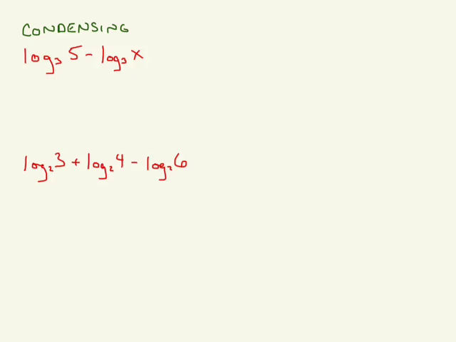Condensing will work much the same way, just in the opposite direction. If we have a subtraction, that means it could be a logarithm of a single fraction, 5 over x. If we have three things getting added or subtracted together, we can just take them one at a time here. We can make this into a log base 2 of 12, multiply the 3 and the 4 together, minus a log base 2 of 6.